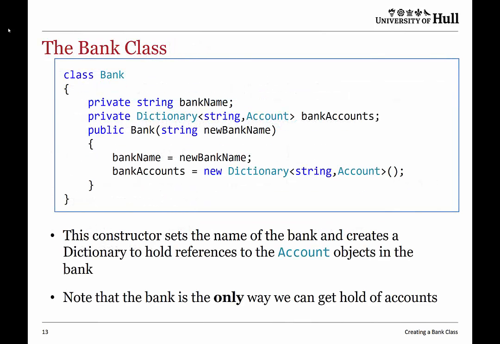Here's my bank class, which I quite like. There's the name of the bank. There's my dictionary, which is string, account. What does that mean? Yep, hand at the back. It means that it uses string keys and each element points to an account object. Yep, my dictionary lets me look up accounts on the basis of a string that I give it.